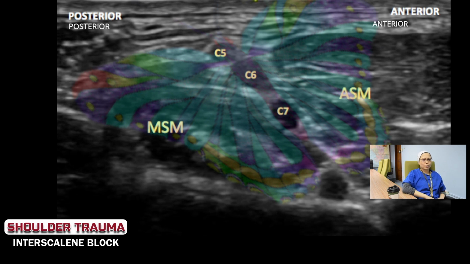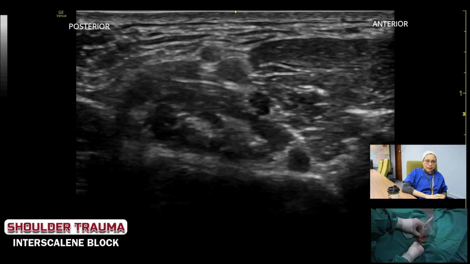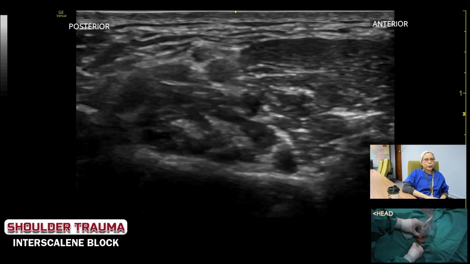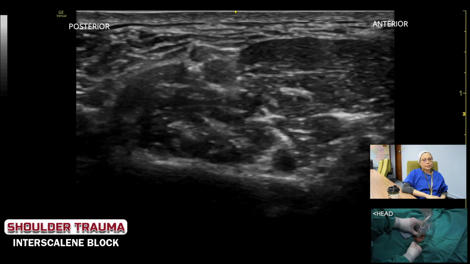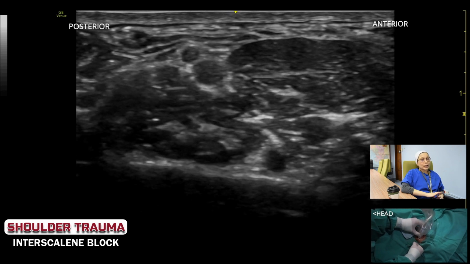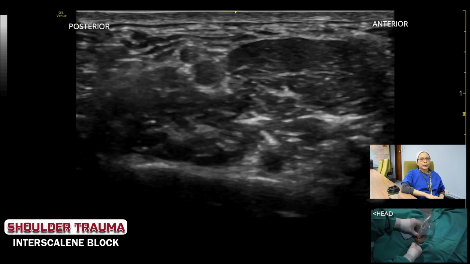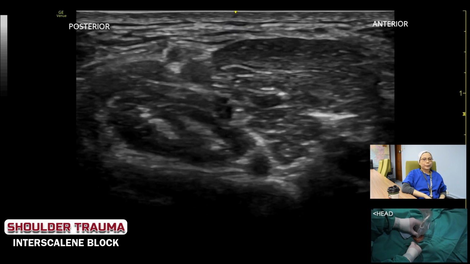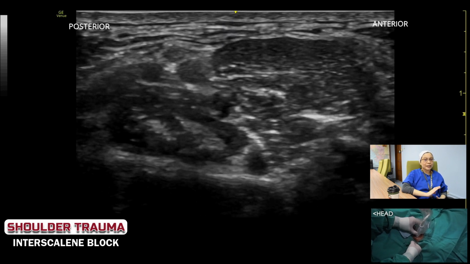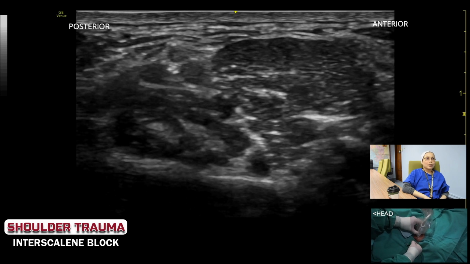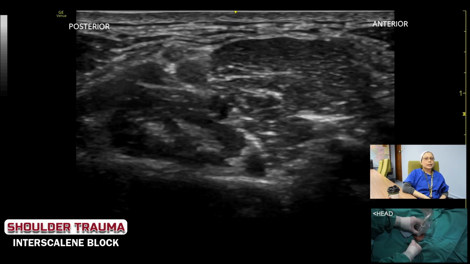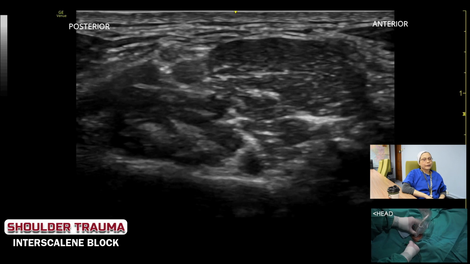Now let's move on to the exciting part, which is the needling part. This is a superficial block, so the needle length shouldn't be more than 80 millimeters. The needle is slowly advanced towards the brachial plexus, piercing through the middle scalenus muscle and then the nerve sheath. The needle tip is placed between the C5 and C6 roots.